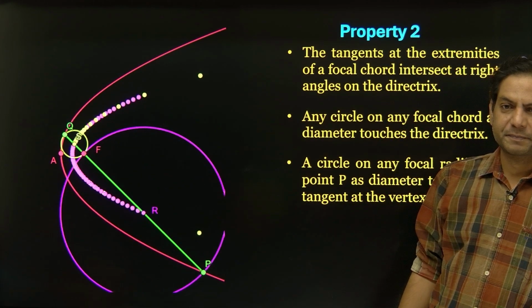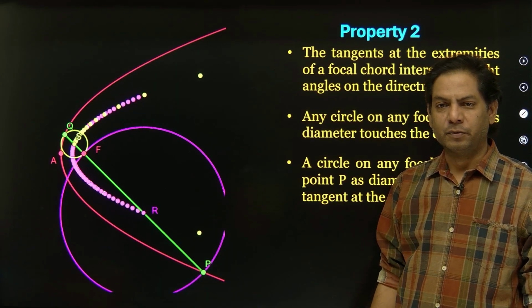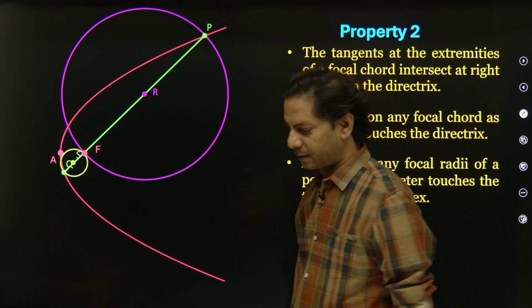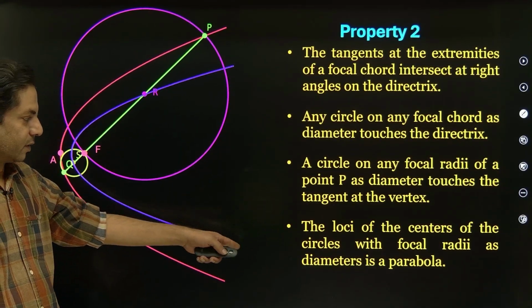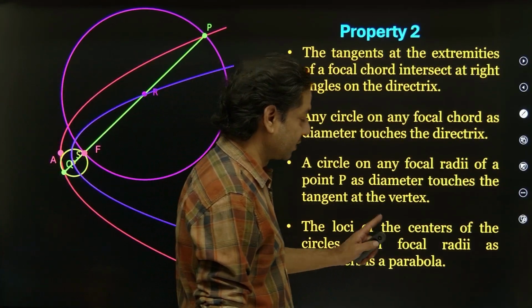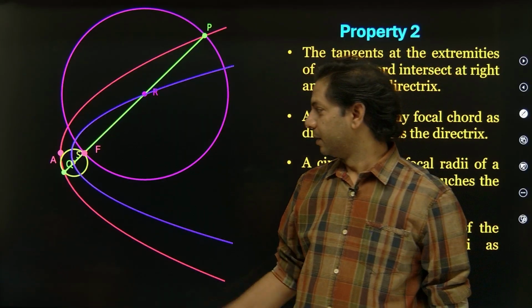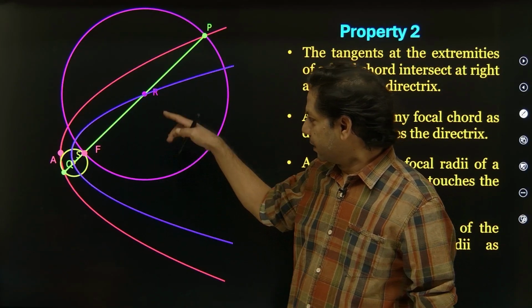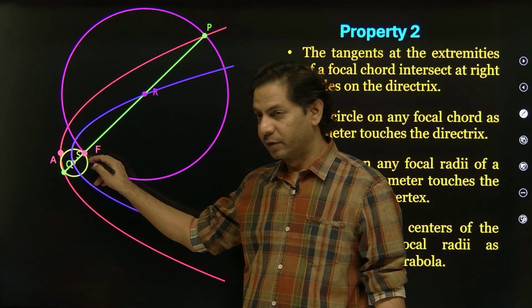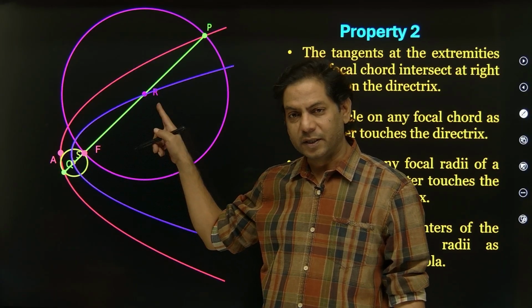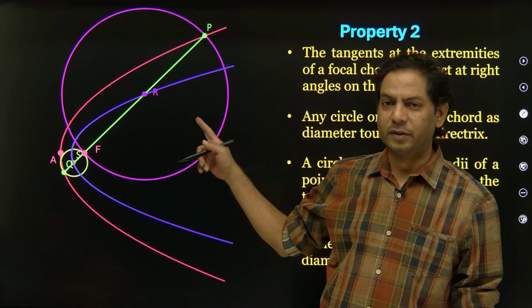That is a parabola. So we can say that the locus of the centers of the circles with focal radius as diameter is a parabola. In fact, this parabola has its vertex at the midpoint of the vertex and focus of the original parabola, and its length of latus rectum will be half that of the original parabola.